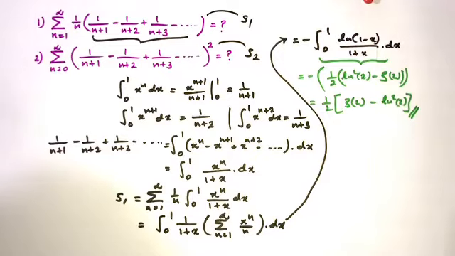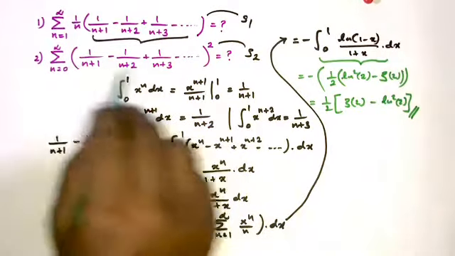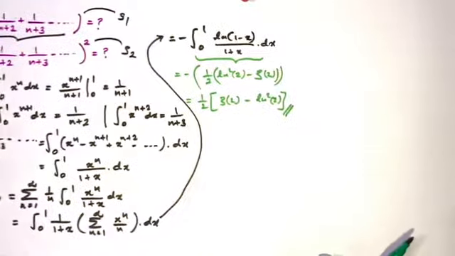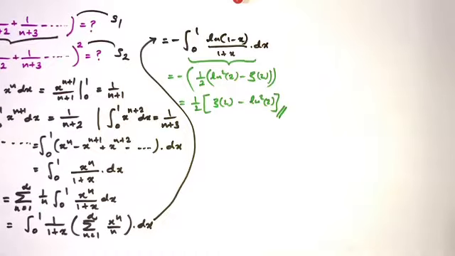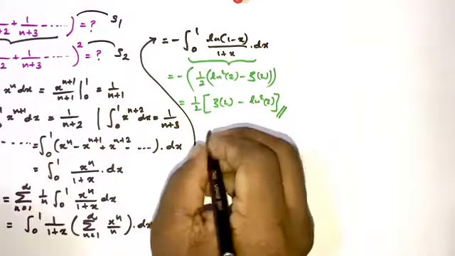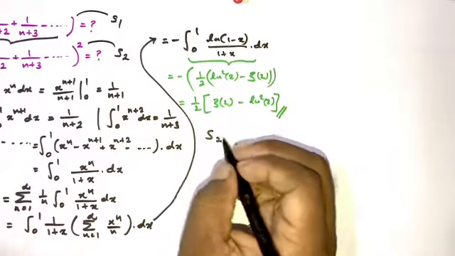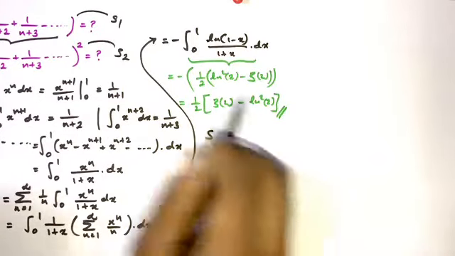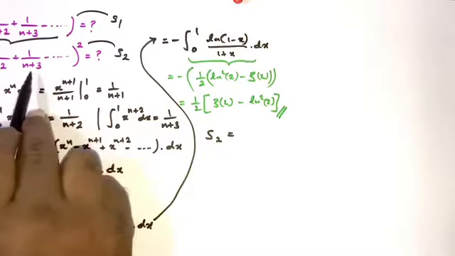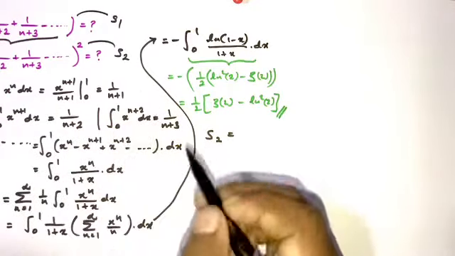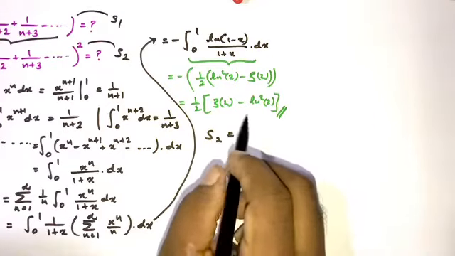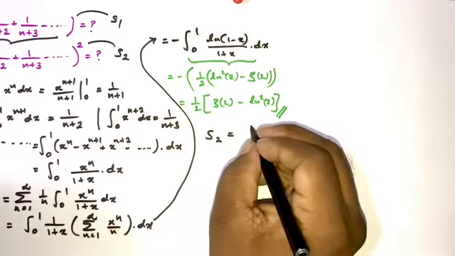Now we are going to find the answer of this series, the second question. So we know our infinite series S2. Now we can write S2 is equal to, here we know the same pattern, because 1 over n plus 1 minus 1 over n plus 2, plus 1 over n plus 3. So we know we can represent it as an integral.